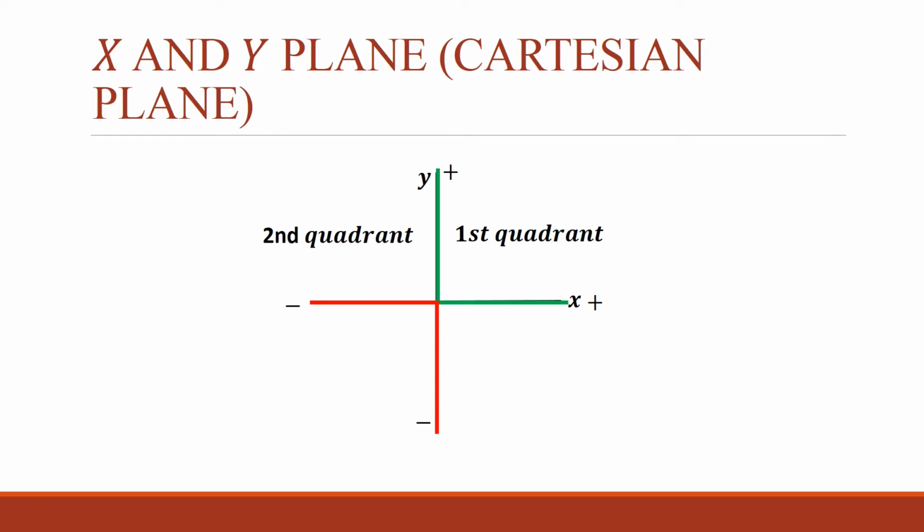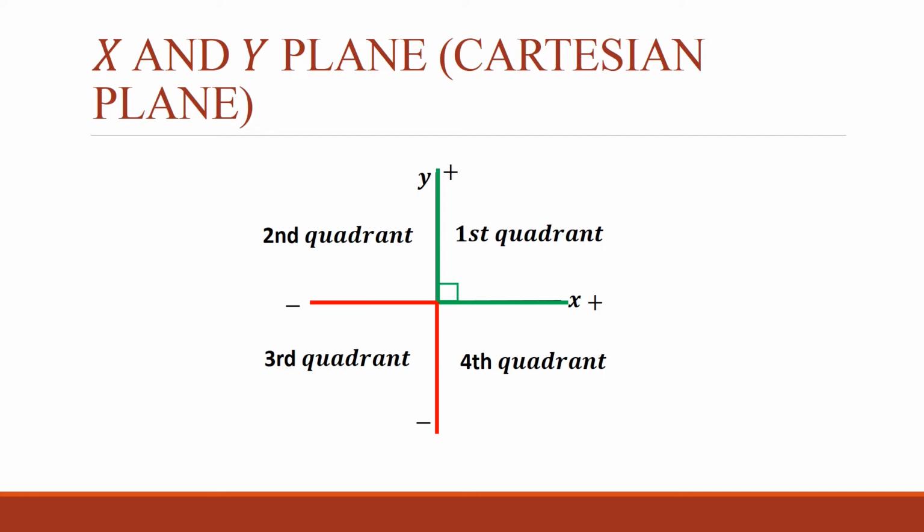What follows is what we call the second quadrant. That is the region or space between the negative x-axis and the positive y-axis. That is the red and the green. The next side represents the third quadrant. That is the space between the negative x-axis and the negative y-axis. That is the red region. And the last quadrant is the fourth quadrant, which is the space between the positive x-axis and the negative y-axis. And in that region, we can see the color green and red.